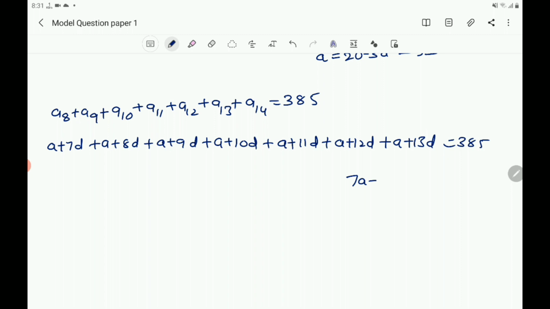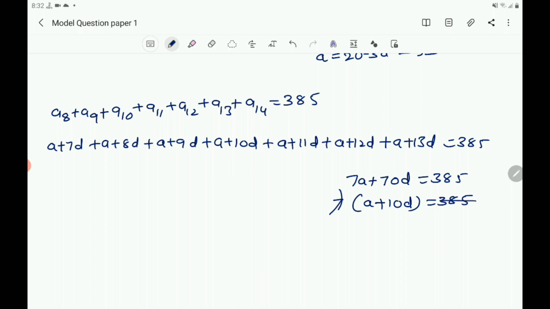7A plus D, 7 plus 8, 15, 15 plus 9, 24 plus 10, 34, 34 plus 11, 45, 45 plus 12, 57, 57 plus 3, 60, 60 plus 10, 70. So you will get here 70D equals 385. Again you remove 7 as a common. In the bracket you are going to get A plus 10D. That equals 385.